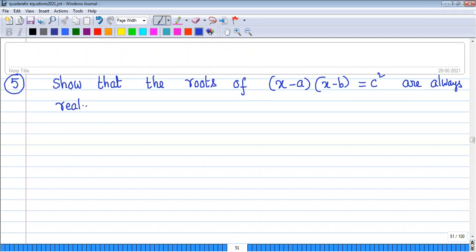Okay, how will you solve this problem? We should multiply the x minus a into x minus b, and c square will come to the other side. So first we need to find out delta. If delta is greater than or equal to 0, please keep the microphone away from your mouth and just explain your method.